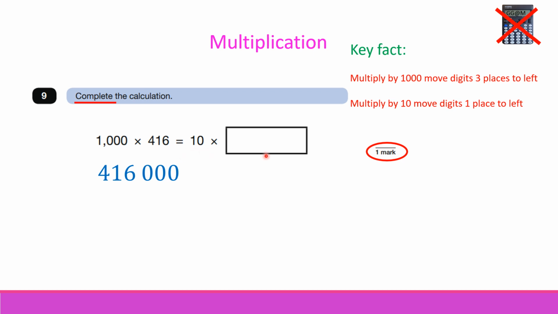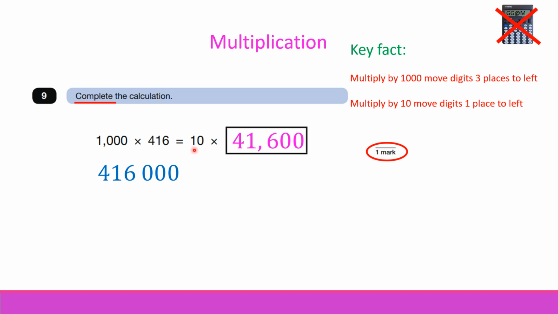Now 10 times some number has got to give me the answer 416,000. So when I multiply a number by 10, all the digits move 1 place to the left. So basically, I've got to do the opposite to times by 10. I'm going to divide by 10. So if I divide this number by 10, the digits are all going to move 1 place to the right. So if all the digits move 1 place to the right, the 4 becomes here, the 1 becomes to the right, the 6 goes here, this 0 goes down, this 0 goes down, and then the 0 on the end goes the opposite side of the decimal point, so it just disappears. So the answer in the box is 41,600, and this will give you 1 mark in the exam.